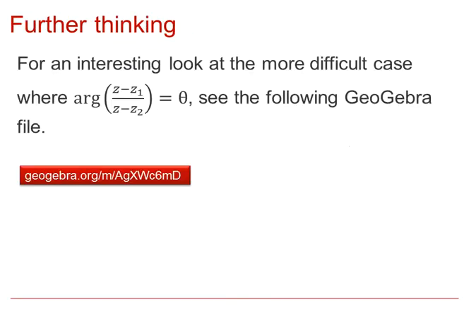For an interesting look at the more difficult case where argument of z minus z1 over z minus z2 equals theta, you can see the following GeoGebra file.